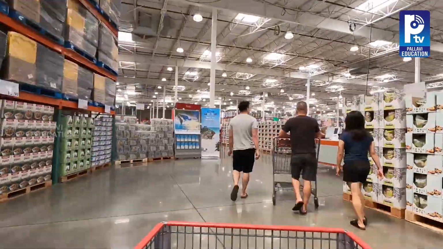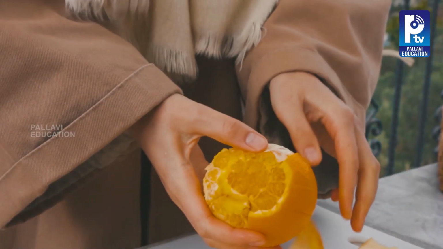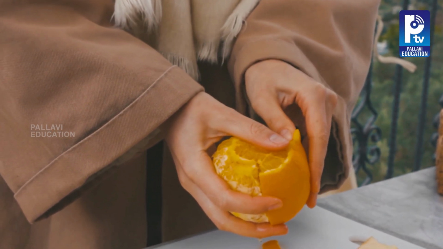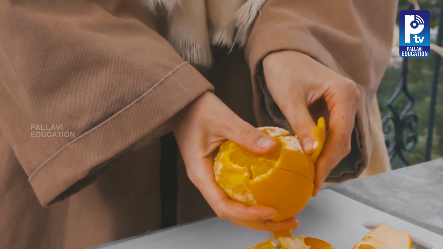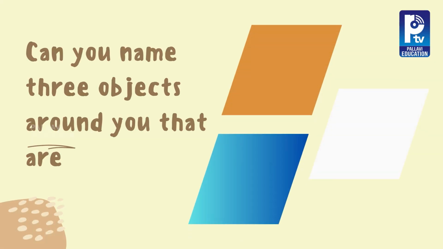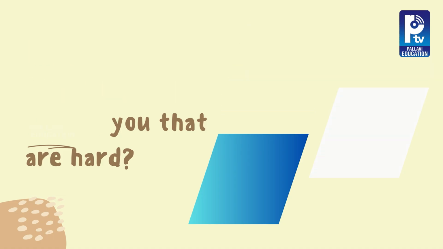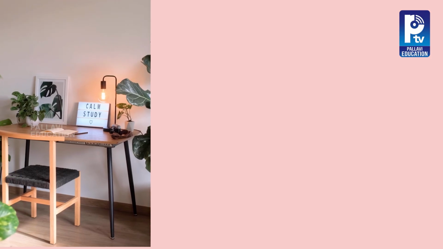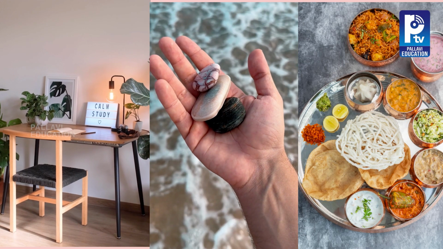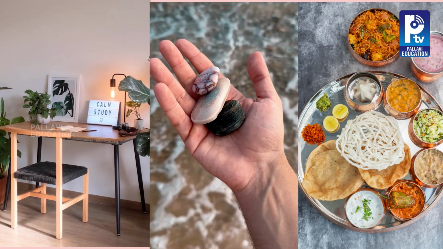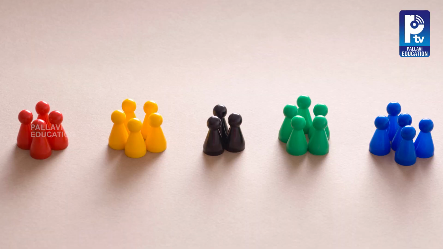We see hundreds of things around us every day. Some useful, some not. Some eatable, some not. Some hard, some soft. Can you name 3 objects around you that are hard? Yes, your table, a stone, maybe even a steel plate. When we group things based on similarities, it becomes easier to study, use, and understand them.